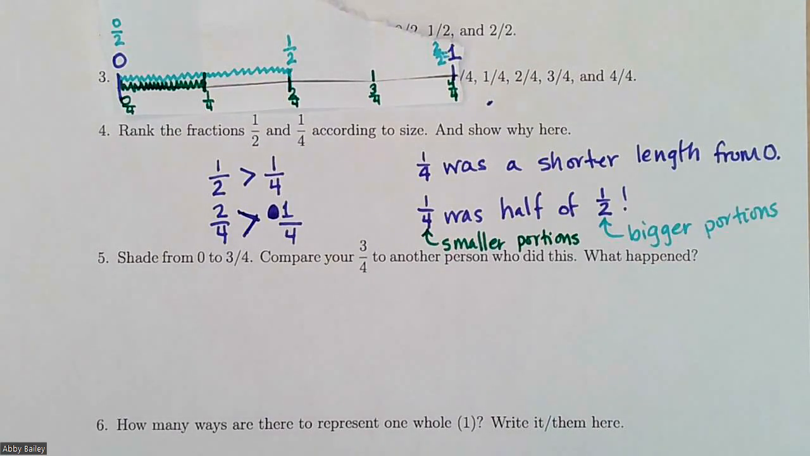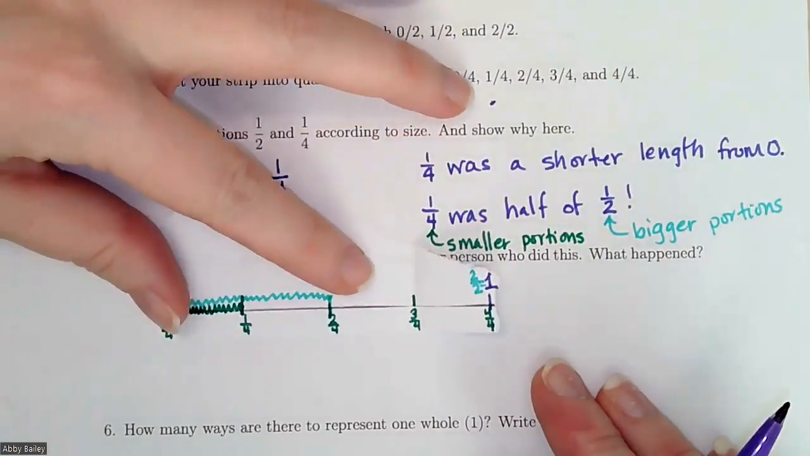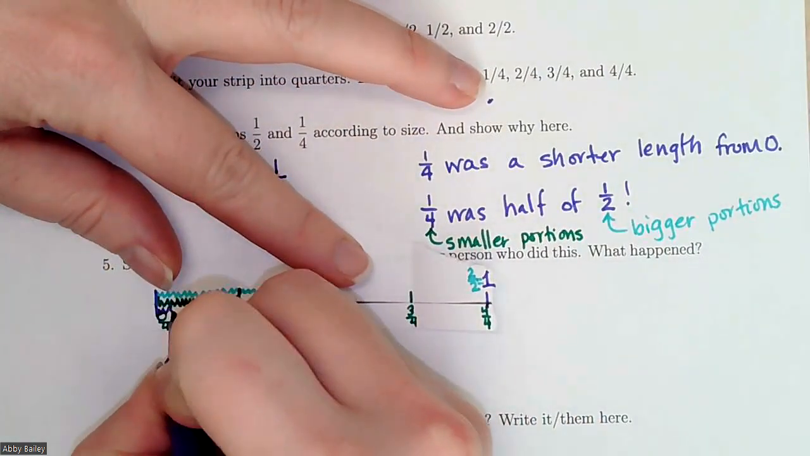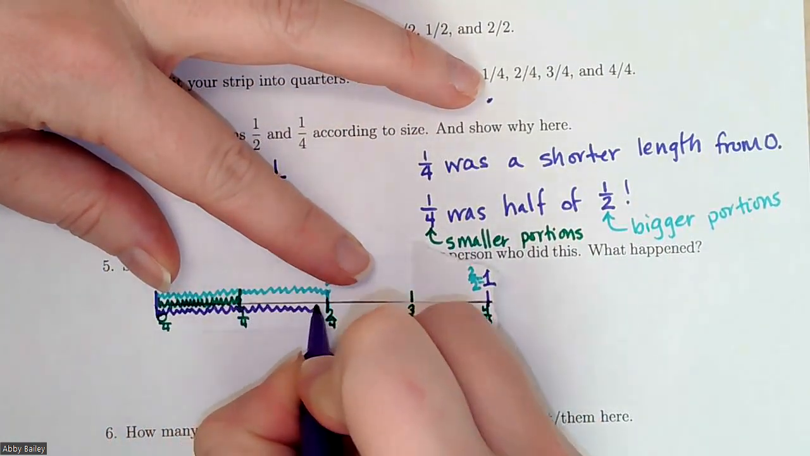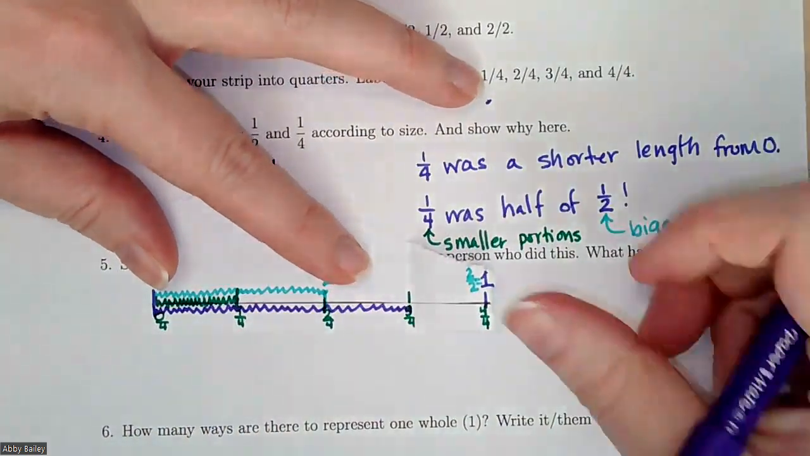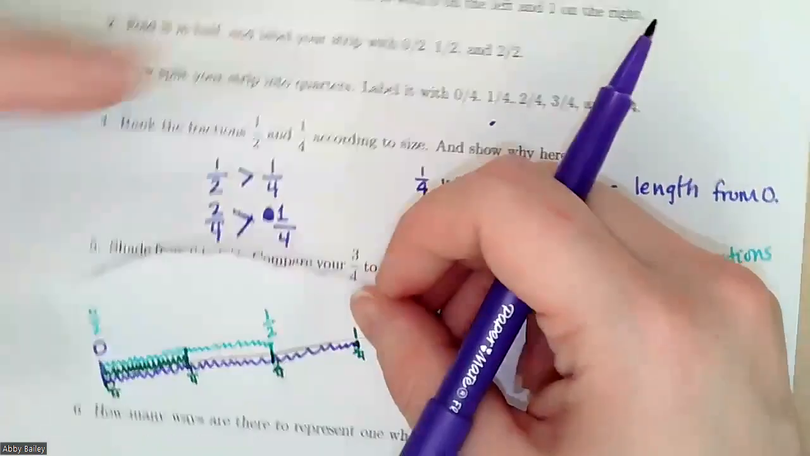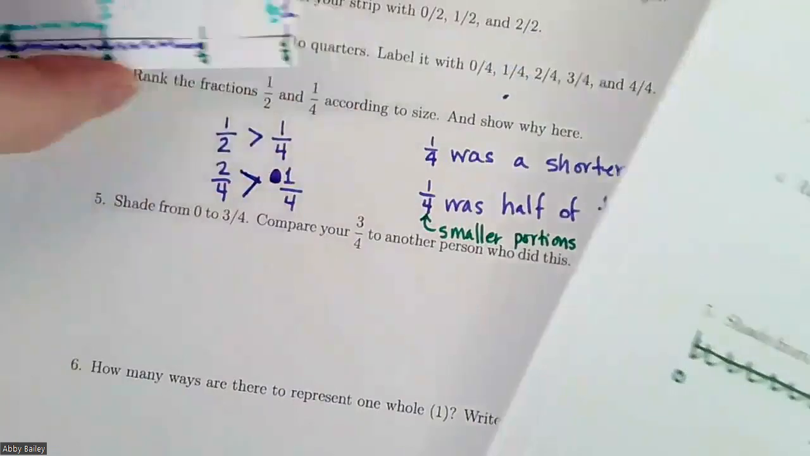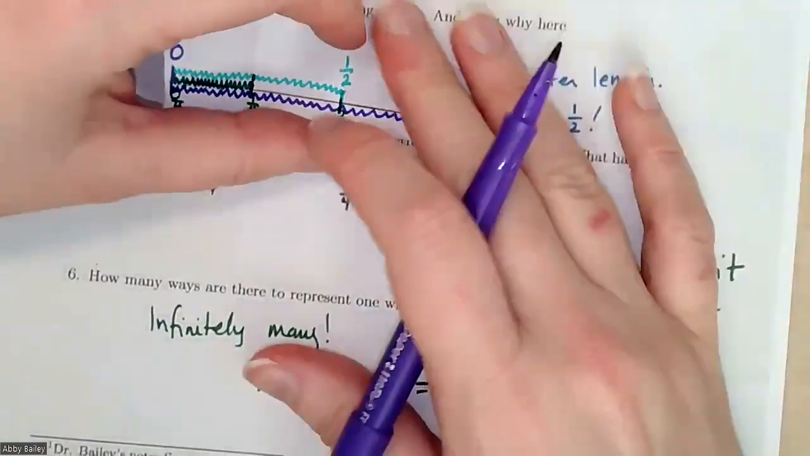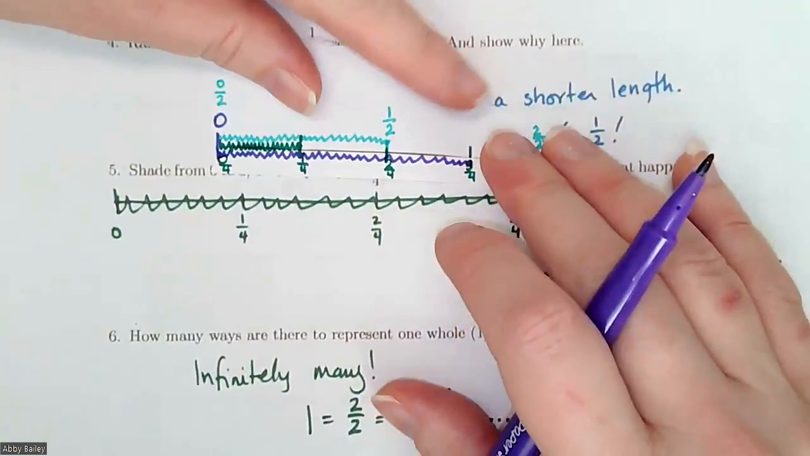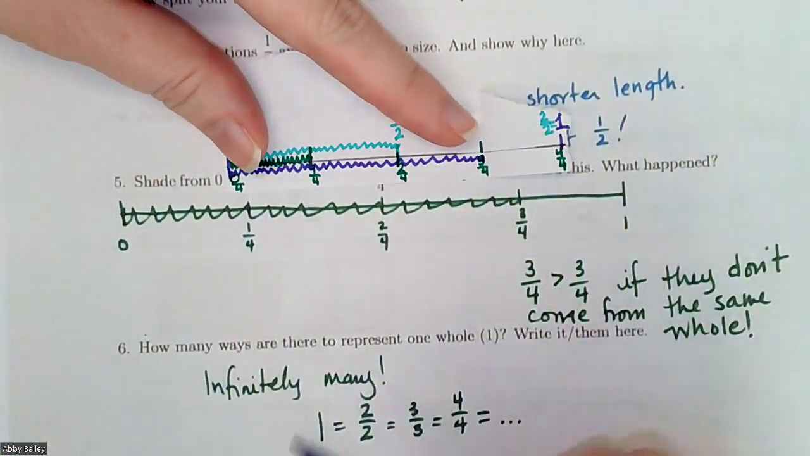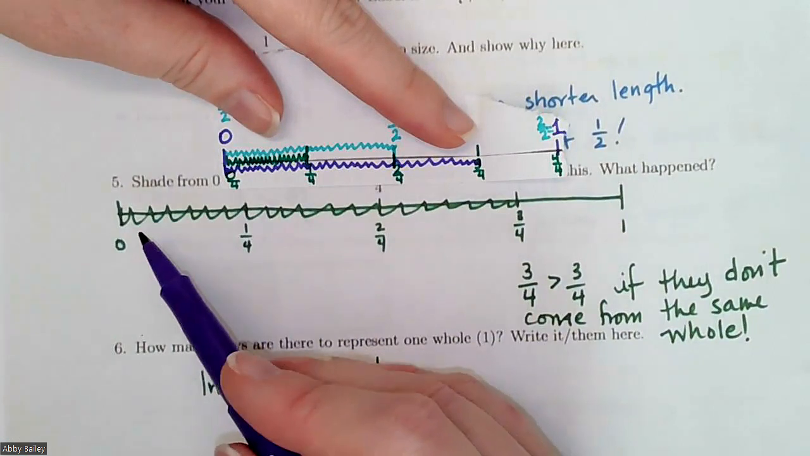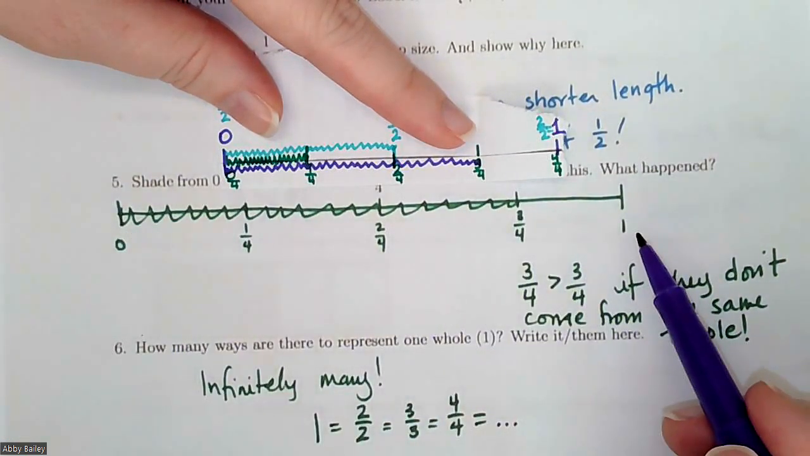Shade from 0 to 3/4 and compare your 3/4 to another person who did this. Okay, so I'm going to go ahead and shade on mine here from 0 to 3/4 because I am me. But it says to another person, and there's not another person right now because I'm making a video. But I did this one time where mine was larger, and I'm going to compare these two, right? So the first time I did this, here's my first time doing this video. Mine went from 0 to 1.